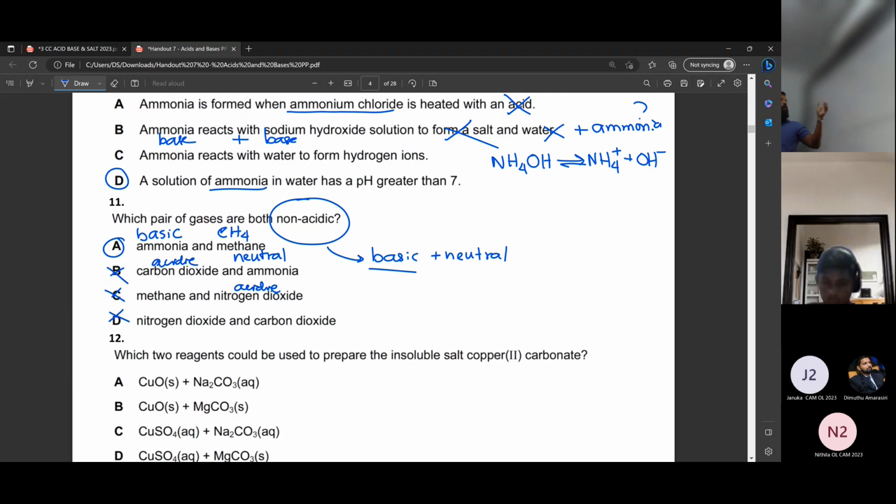Now you found hydrocarbons are what? Hydrocarbons are neutral. So you have to ask, are there any more neutral gases in our syllabus? Do we have more neutral gases in the syllabus? What are they? Oxygen. No, oxygen, nitrogen, element gases.